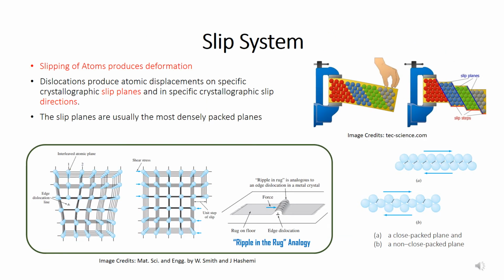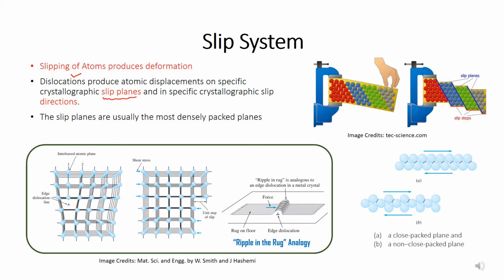So if we are dealing with plastic deformation, then from the microscopic perspective, how does this plastic deformation occur? Plastic deformation occurs due to the slipping of atoms. When atoms slip, it produces plastic deformation. Dislocations which are present in the material produce atomic displacement, and these atomic displacements are produced on specific slip planes and in specific directions.